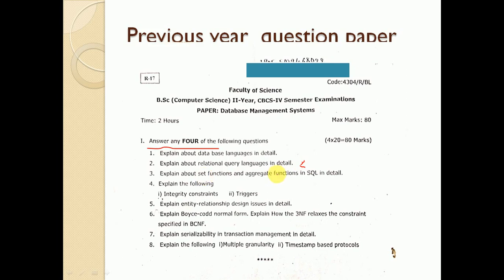Explain about set functions and aggregate functions. Explain integrity constraints and triggers. Explain entity relationship design issues in detail. Explain Boyce-Codd normal form. Explain how the 3NF relaxes the constraint specified in the BCNF. Explain serializability in transaction management in detail. Explain the following: multiple granularity, timestamp based protocol.